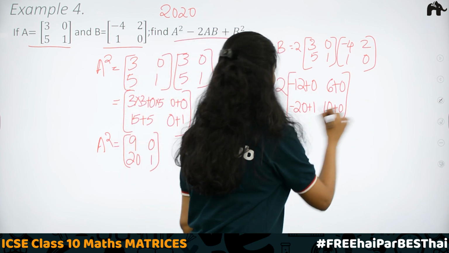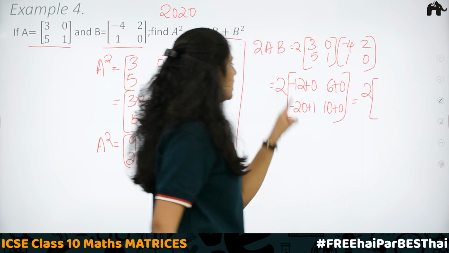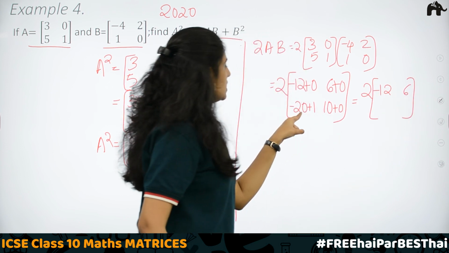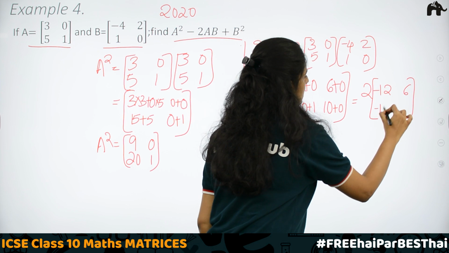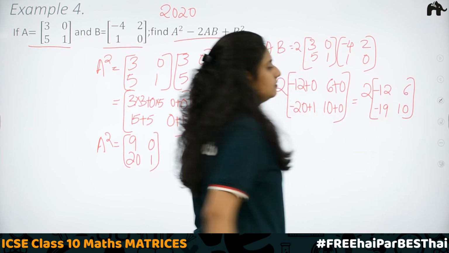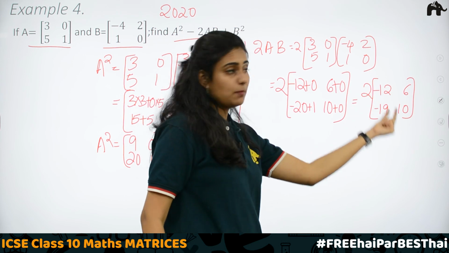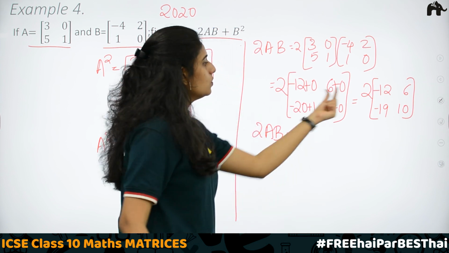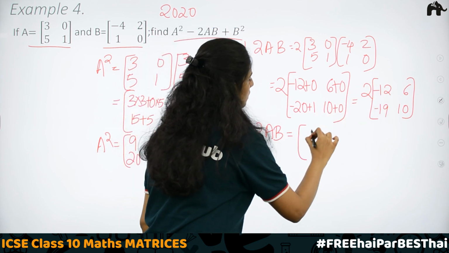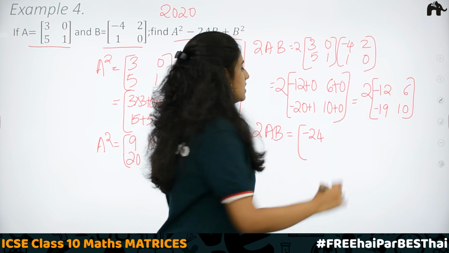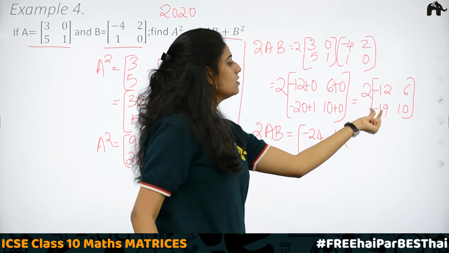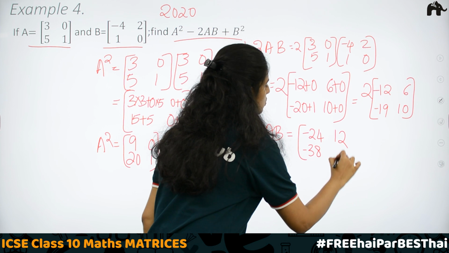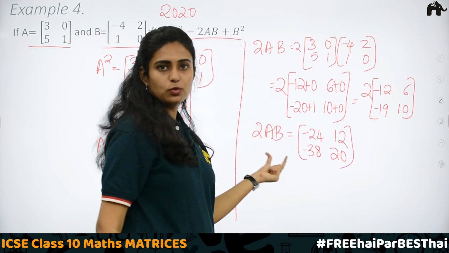The elements will be equal to 2 into minus 12 plus 0 is minus 12. 6 plus 0 is 6. Minus 20 plus 1 is minus 19. 10 plus 0 is 10. Now we have to multiply each element with the scalar 2. Then we will be getting 2AB is equal to 2 into minus 12 is minus 24. 2 into 6 is 12. 2 into minus 19, which is minus 38. Then 2 into 10, 20. We got the elements of 2AB.